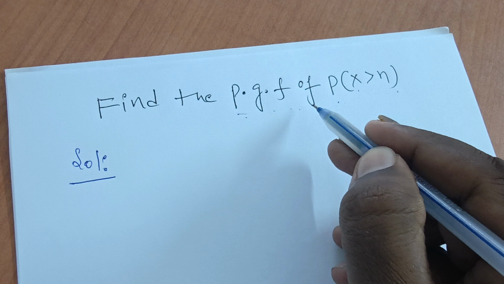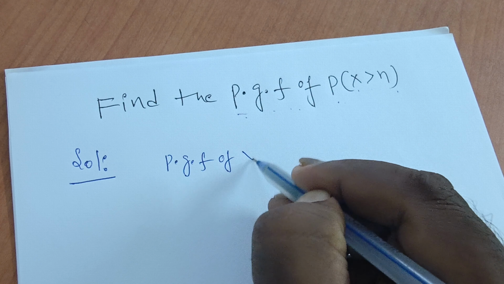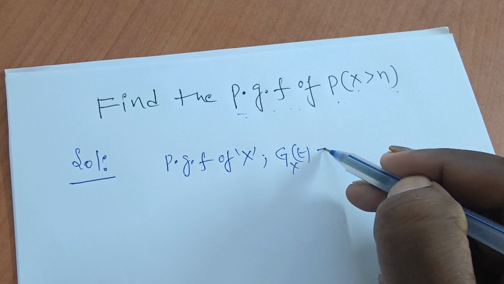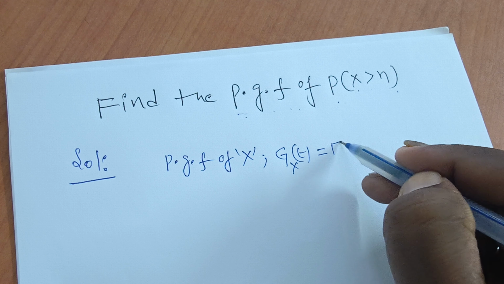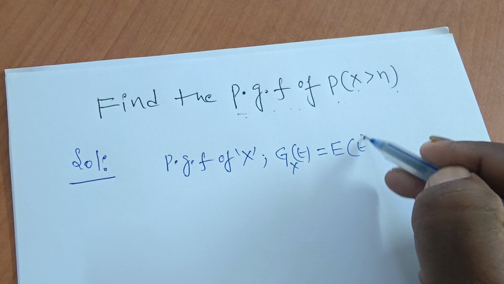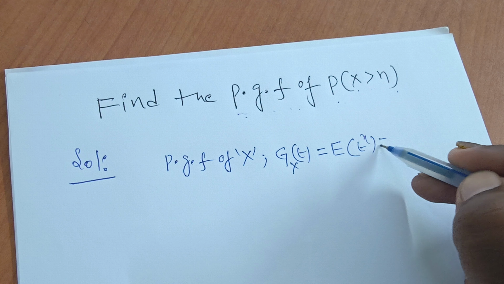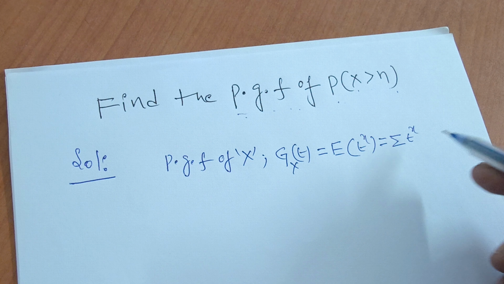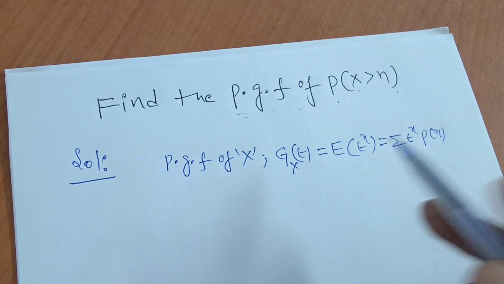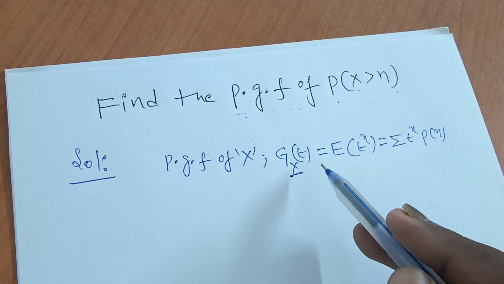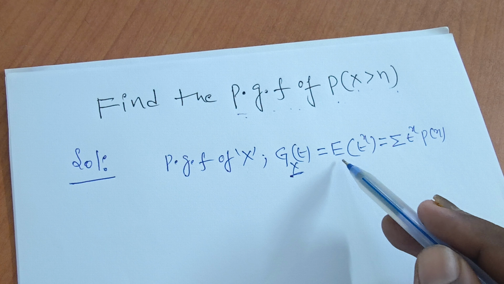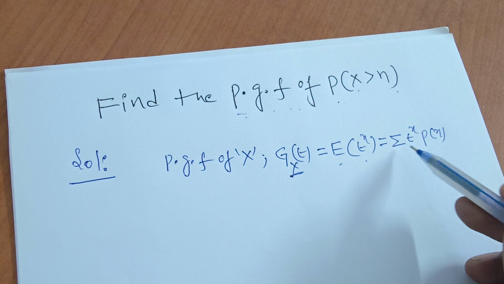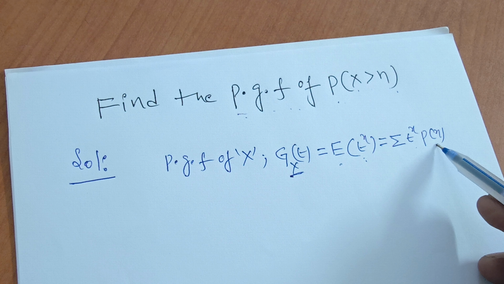We know the probability generating function of a random variable x is denoted by g(x) of t and it has the formula E of t power x. From this we write summation t power x into p of x, because here the random variable x is discrete. That's why it is of the form E of x. This can be written as summation t power x into p of x.